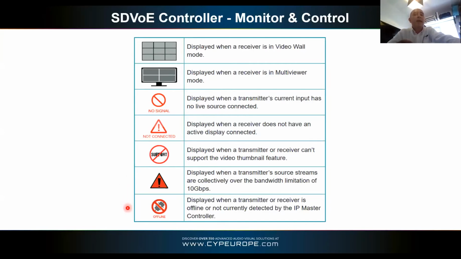And then finally, the offline icon. This is displayed when the transmitter or receiver is currently not detected by the controller. So if that pops up, it means that somehow that TX or RX, whatever it's configured as, has suddenly not been seen on the network. So there's a problem there, but it lets you know. They're quite useful icons to see.